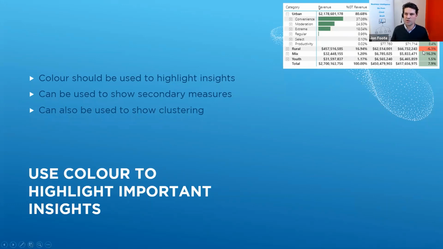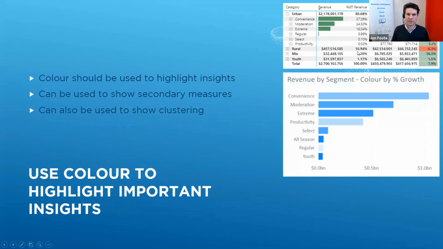And so an end user could come in here and very quickly go, oh, rural as a category is declining, got to do something about that. But up in urban, regular and select are declining quite dramatically. So maybe we need to look at that more, because it's a larger chunk of our business. So use colors carefully, but use them wisely.